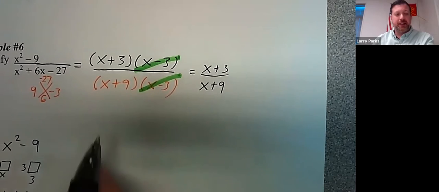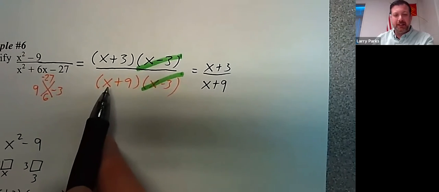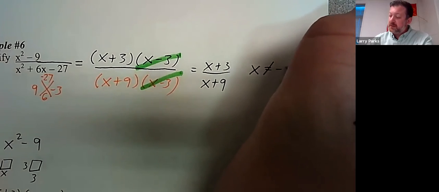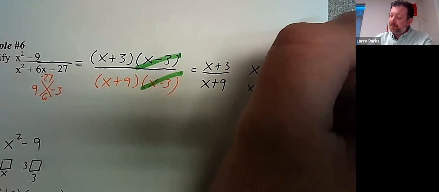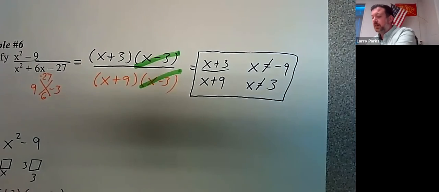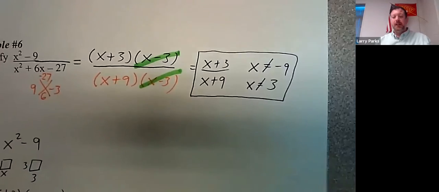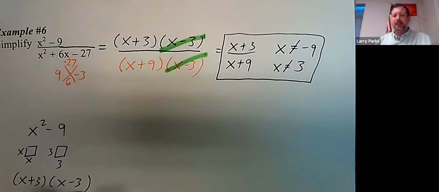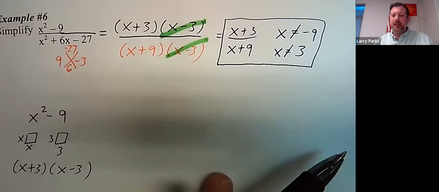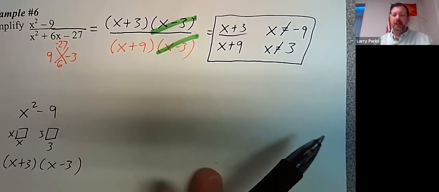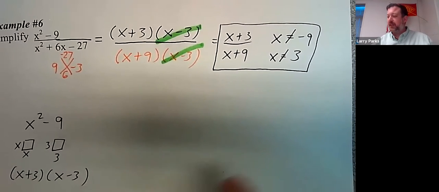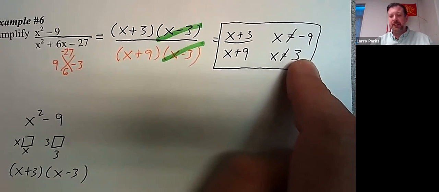What are the excluded values? X cannot be negative 9. X cannot be 3. So what I want to do now is show you what this graph looks like. If I was to graph this in Desmos, you would have some asymptotes. And so I'm going to show you what this looks like. We're going to specifically look at negative 9 and at 3.